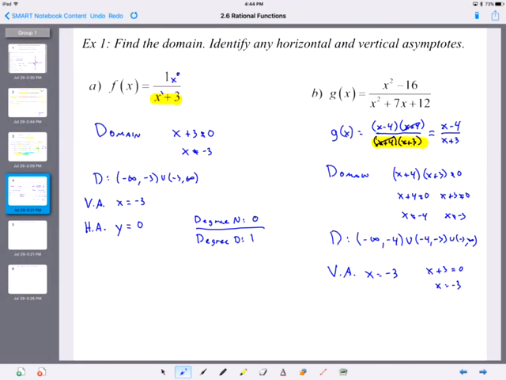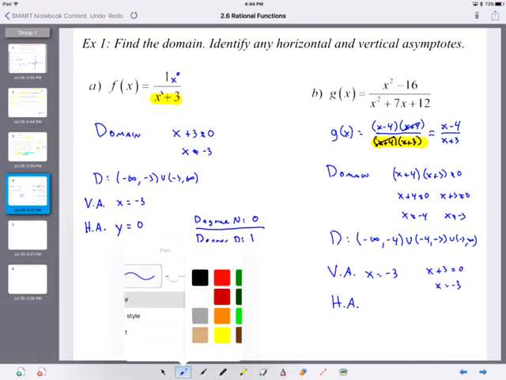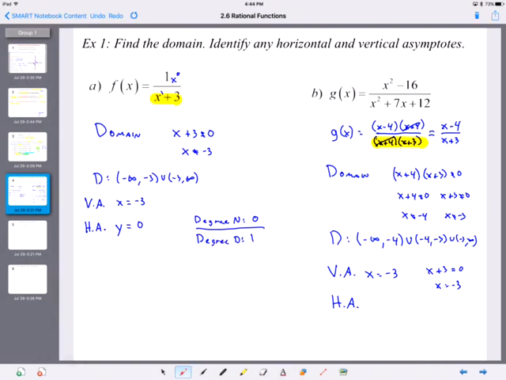Okay. And then our horizontal has to do with the degrees. Well, the degree is 1 and 1, so we take the leading coefficients, which also happen to be 1 and 1. So the horizontal asymptote is y equals 1 over 1, which is 1.